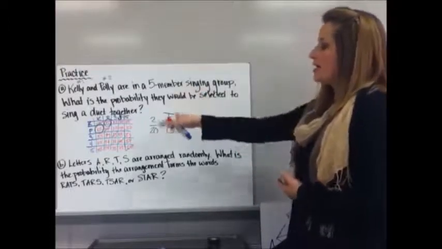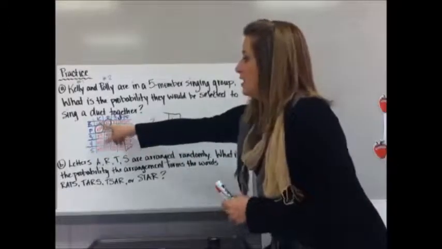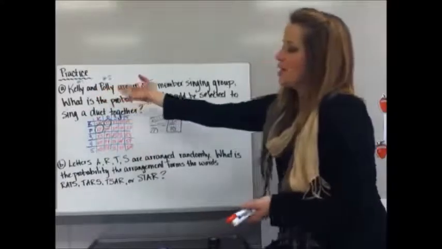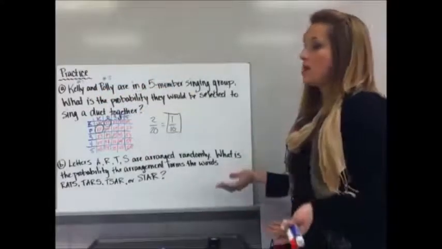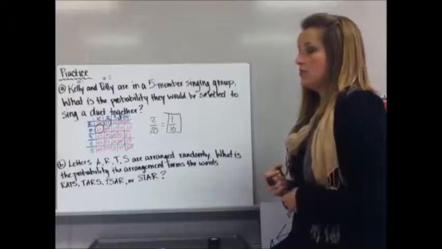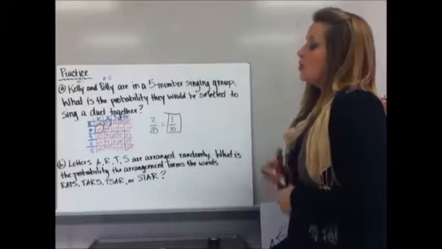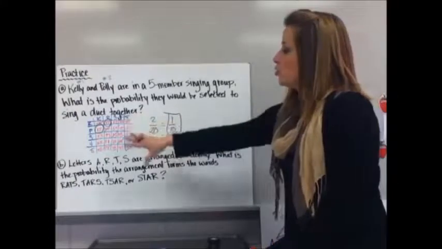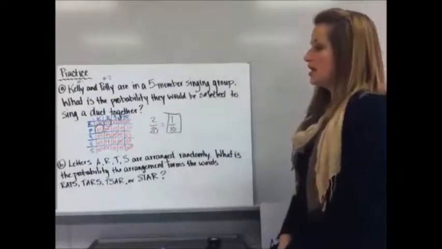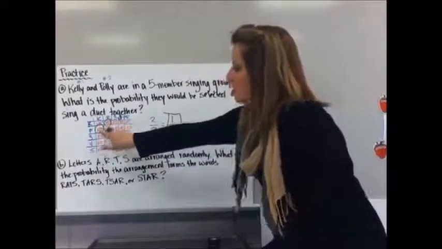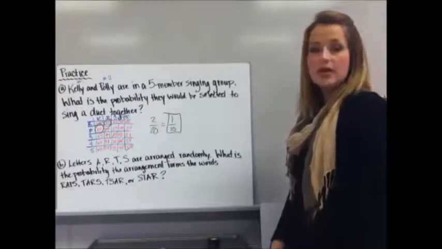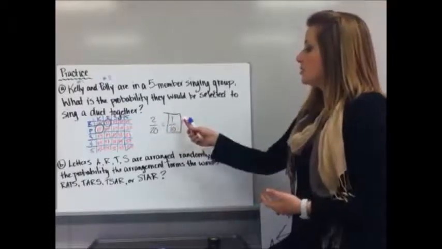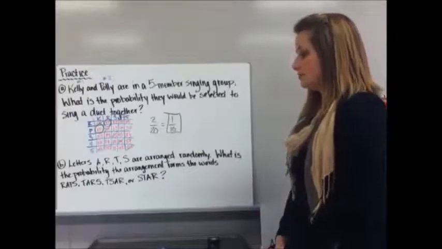And when I made my table where it became Kelly and Kelly, Polly and Polly, person number three, person number four. By the way, I designated Kelly as number one and Polly as number two. It doesn't matter what the names of the other three people are, so I just named them three, four, and five. Well, it wouldn't be a duet if it was the Polly and Polly duet, so I eliminated those. So there are 20 possible combinations here. Of those 20, two of those give you a duet between Kelly and Polly, because Kelly and Polly is the same thing as Polly and Kelly. So 2 out of 20 simplifies to 1 over 10.